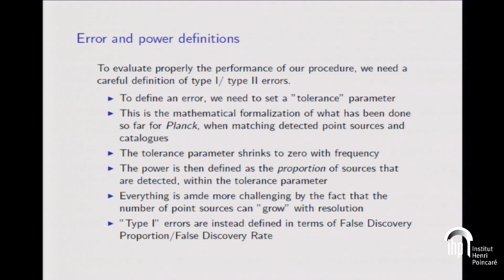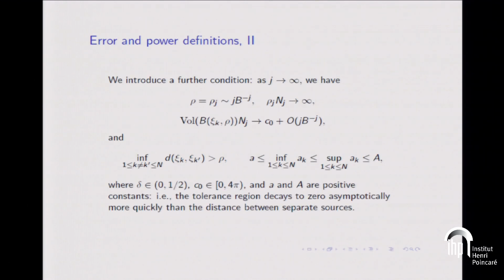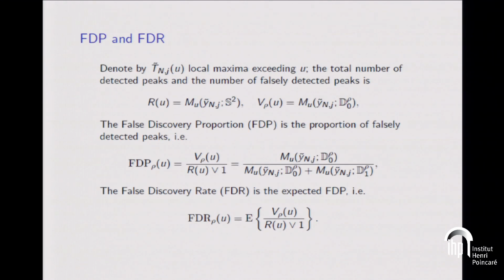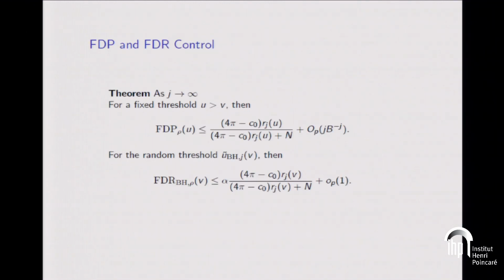This is just to say that the definition of detection and non-detection is a bit tricky, but maybe I don't have time to discuss all these things. Let's say just that the false discovery rate I have discussed. The power is just the proportion of point sources that you see. So you have power 1 if you see all point sources that are in the map. You have power 50% if you see half of them. That's quite simple. After that you can prove some results, but let me skip all this.